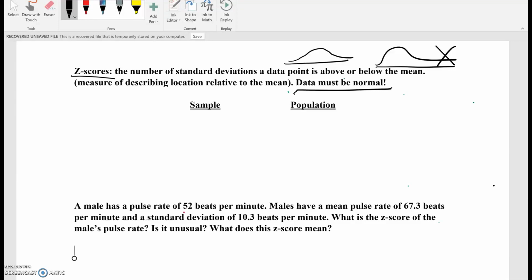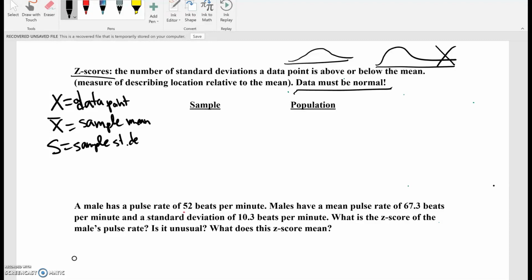Okay, so there's two different formulas. Let me go ahead and tell you what these are. I'll go ahead and write down x. Here, x is what we're going to call my data point, so any data point that I was looking at. X bar is what we're going to call my sample mean. And then s is what we're going to call my sample standard deviation.